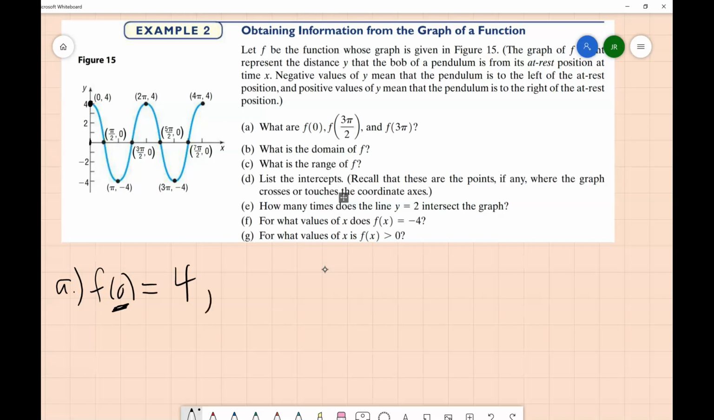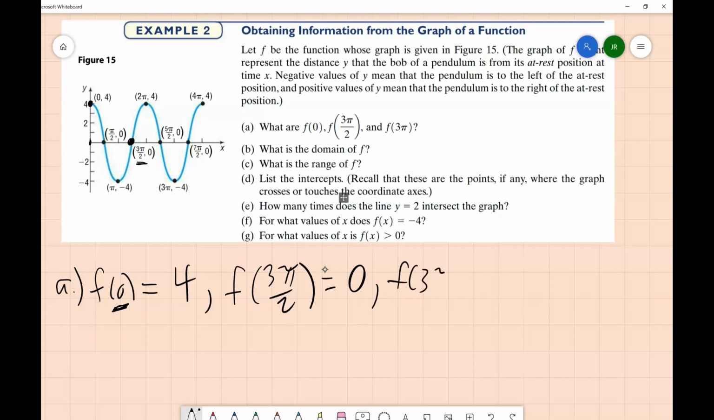All right. f of 3 pi over 2 means that we look on the x-axis and find where it has the value of 3 pi over 2. And there's 3 pi over 2 right there. So here it is. What is the value of the function right there? The y value is 0.